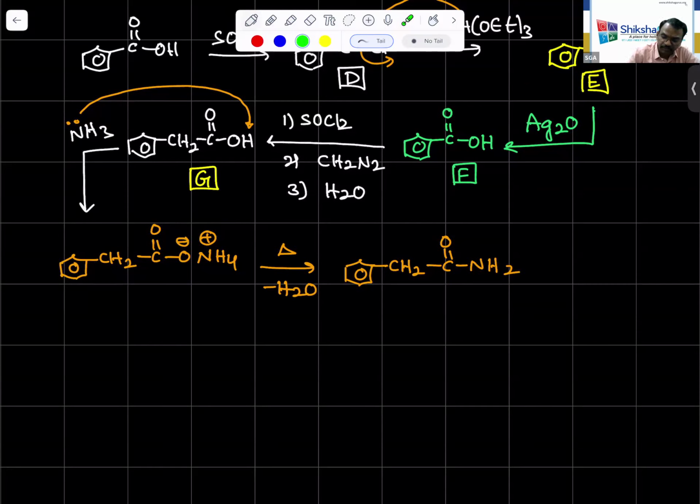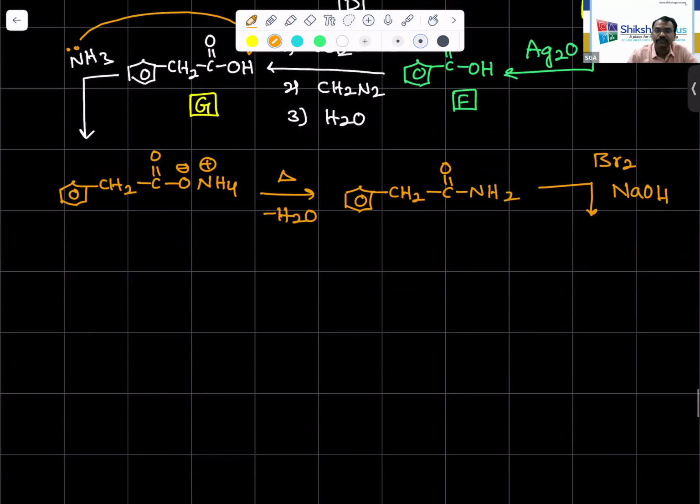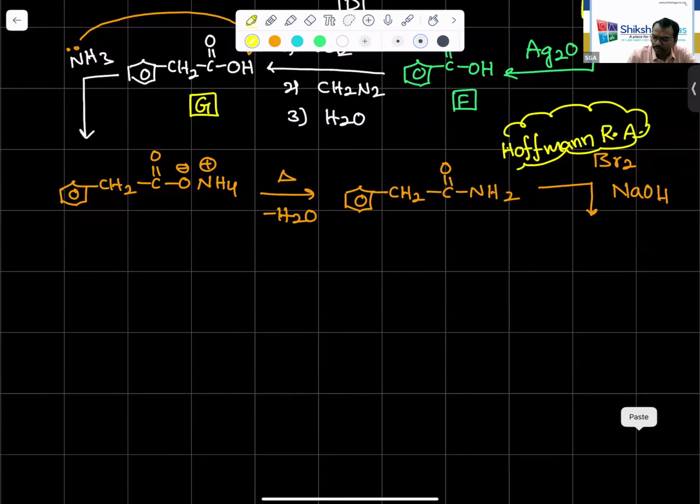After that, it is treated with bromine in the presence of alkali, NaOH. What is happening? It is a very famous reaction, a very important reaction. It is the Hofmann bromamide degradation. It is also simply called the Hofmann rearrangement. Very famous reaction. You have to remember it very clearly. What is the reason? It is one of the most important for JEE and NEET purposes.